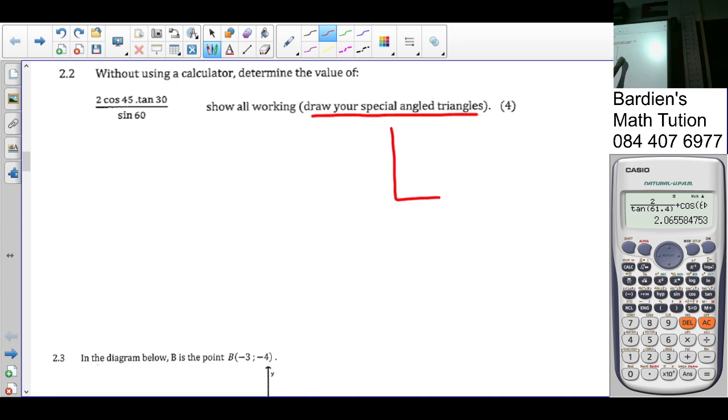So the special triangles are as follows. You've got the 45-degree triangle. That's 1, 1, root 2.